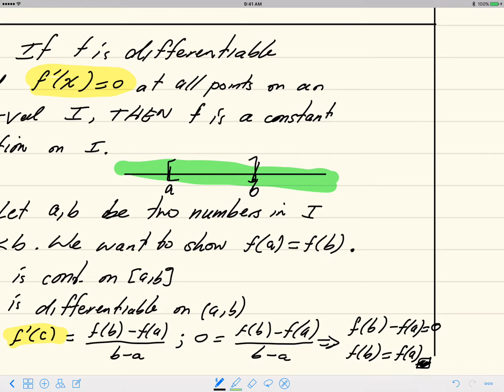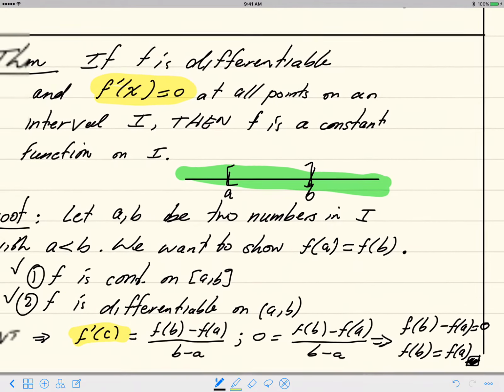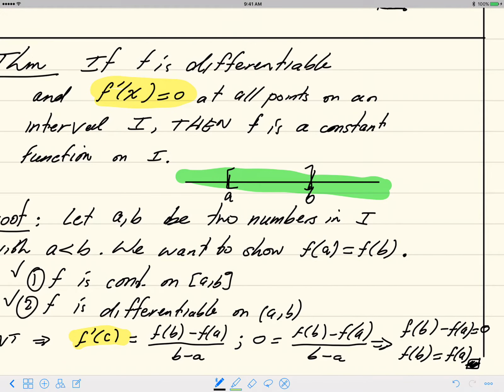So any 2 points I pick in this interval, they're going to have the same y value, which means f is going to have the same y value everywhere on this interval. So here's an example where the mean value theorem helps us prove a basic result about a function.